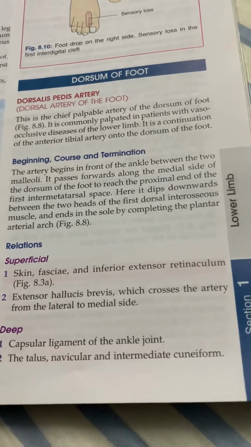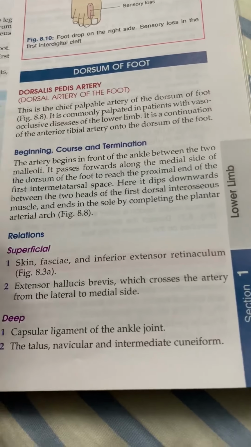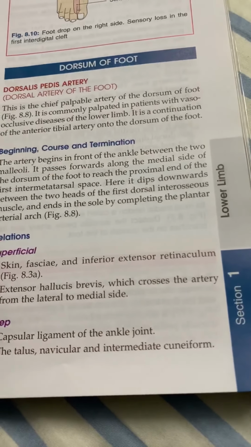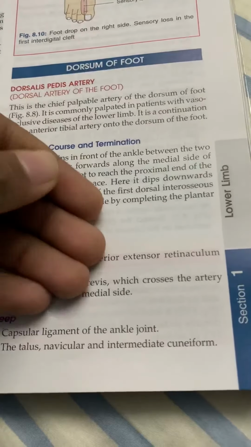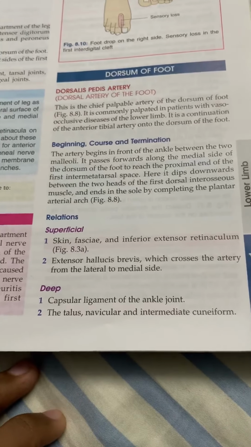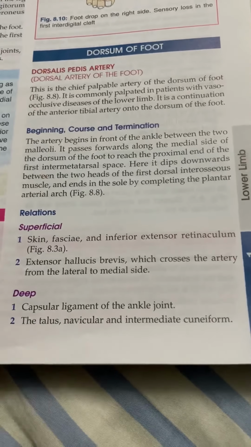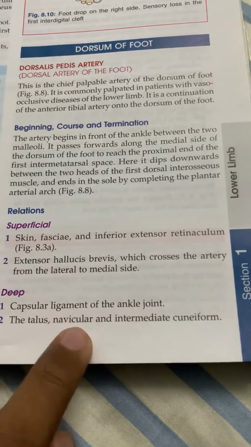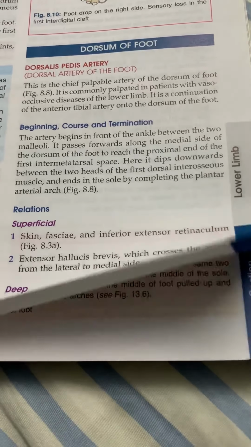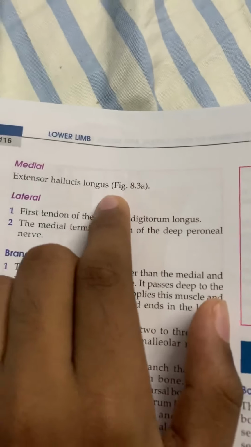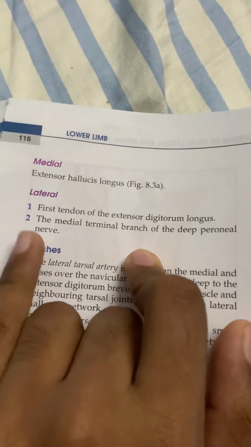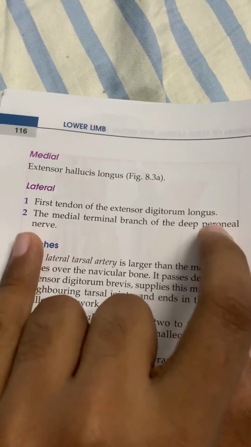So the superficial relations are skin, superficial fascia, inferior extensor retinaculum, and extensor hallucis brevis, which also crosses from lateral to medial like the longus. And deep relations include the capsular ligament of the ankle joint and also the bones, that is talus, navicular, and intermediate cuneiform. Medially, we have the extensor hallucis longus, and laterally we have first tendon of digitorum longus.